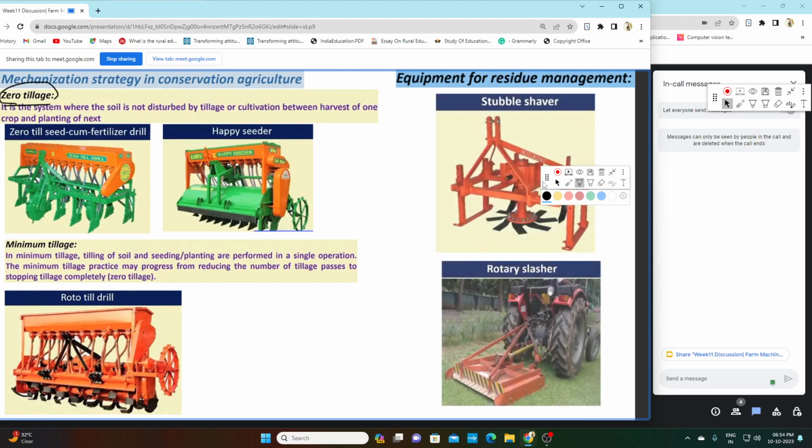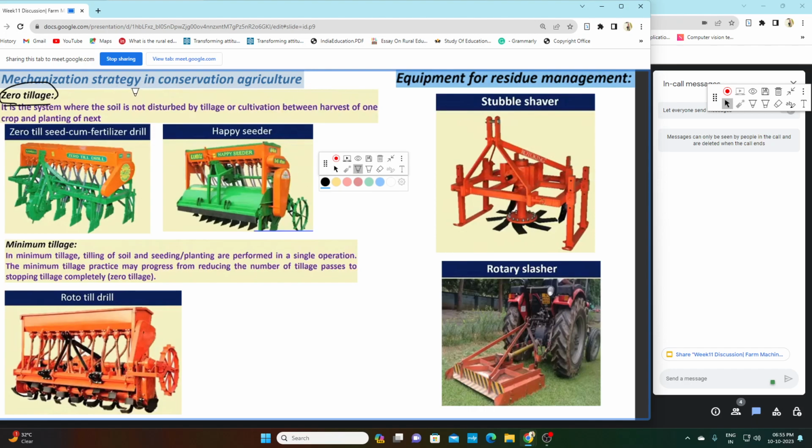Now, equipment for stubble burning management. We have two concerns. First is excessive tillage, and second is straw burning. For straw burning we have these two pieces of equipment. The first one is the stubble shaver. This stubble shaver will shave off your straw after the harvesting operation. And second is the rotary slasher. This will do the same operation, taking care of the stubble or straw after the harvesting operation. So these are the two important things.